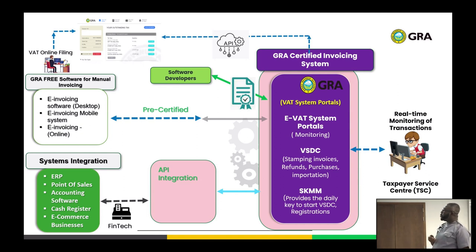We also have what we call the free invoicing system, which is at the top there, where GRA provides taxpayers who don't have any system at the moment, who use manual invoices to issue invoices, three versions of the free invoicing system. These invoicing systems can be accessed by desktop, or by mobile phone, or online. And these invoice systems are available for use free of charge.